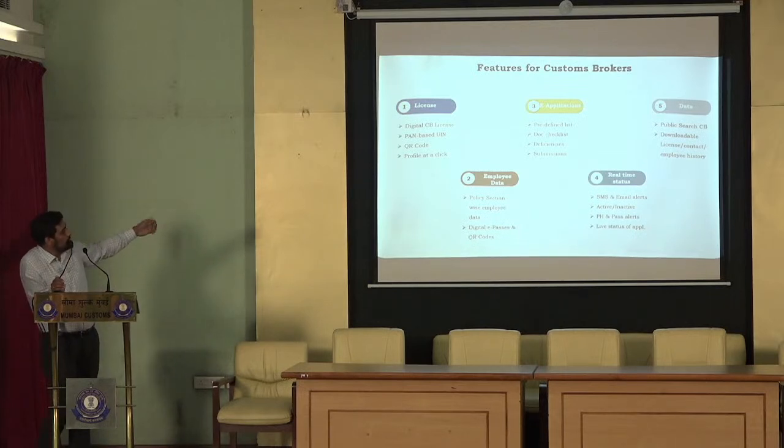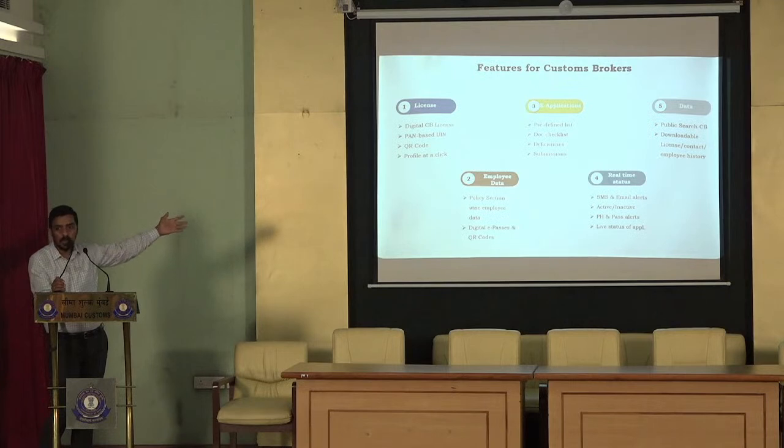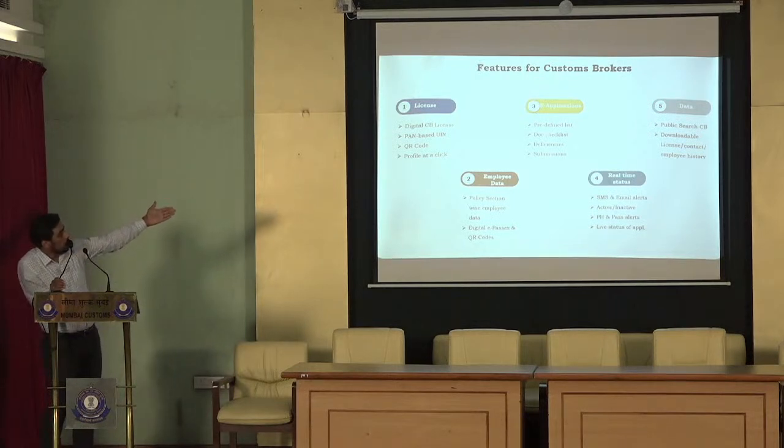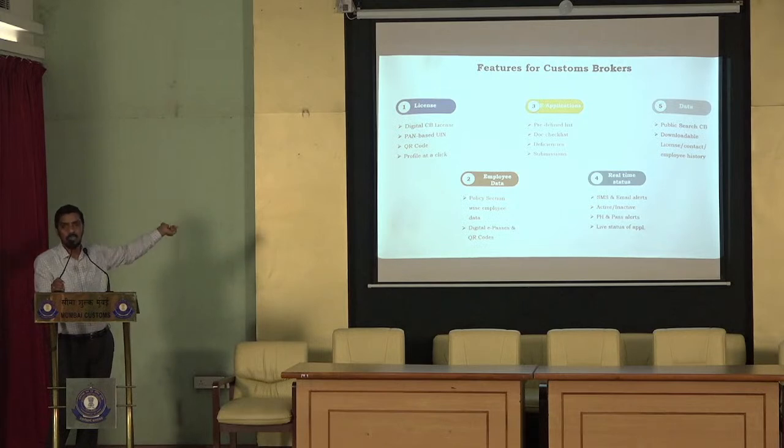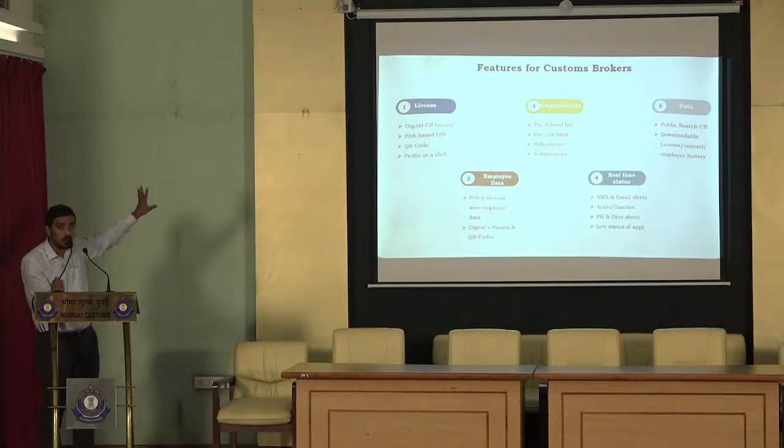Now, after this, the real-time status, जो कि मैं आपको बता चुका हूँ, आपको SMSs मिलेंगे, आपको email shoot होगा as you go along. किसी stage पे अगर कुछ deficiency रह जाती है, you will receive SMSs, you will receive emails, ठीक है? Data, public search, CB, downloadable, license, contact, employee history, as I told you, आप search कर सकते हो, उधर एक search tab रहेगा, ठीक है? हम अभी live एक register करके देखेंगे, we'll try and do that, और मैं आपको बताऊंगा कि कहाँ पर आप search कर सकते हो. So these are the features for customs broker, for you guys, all right?